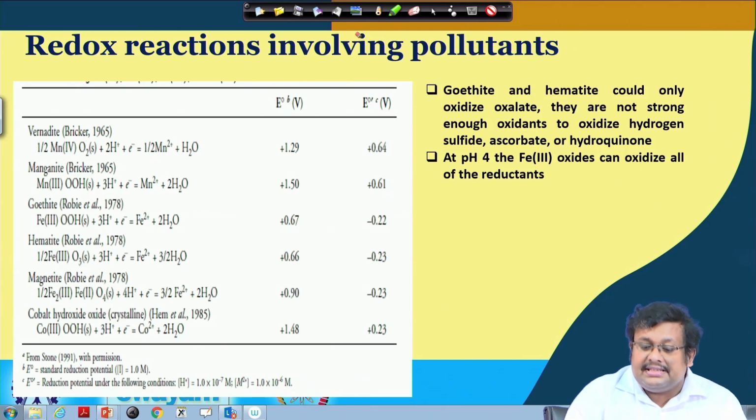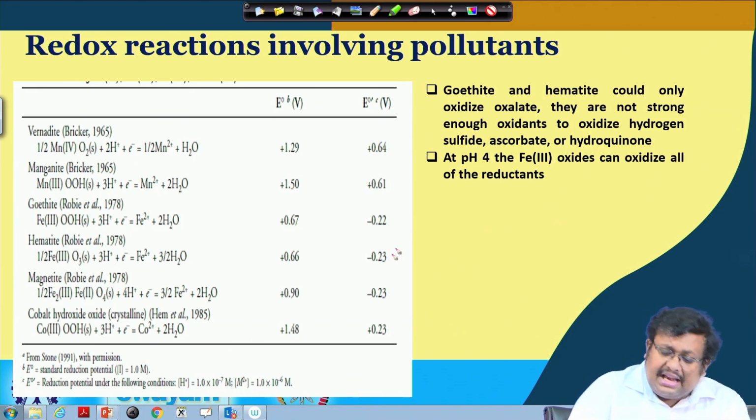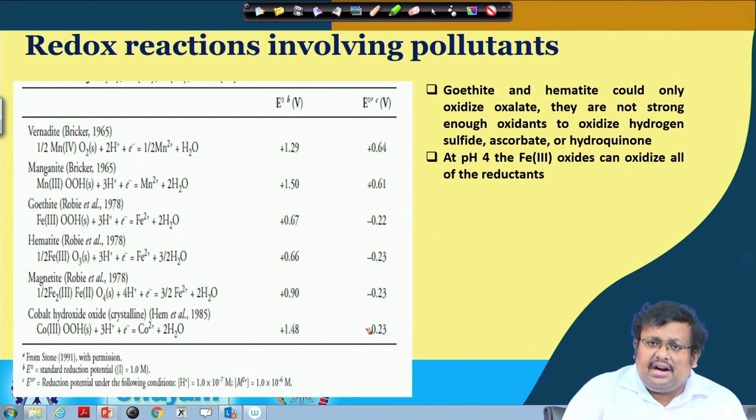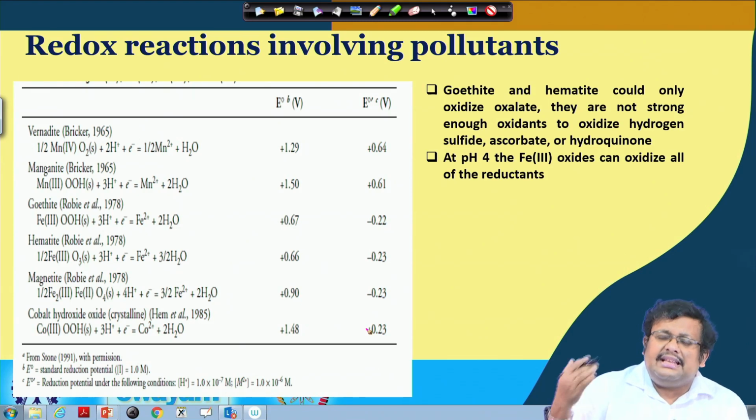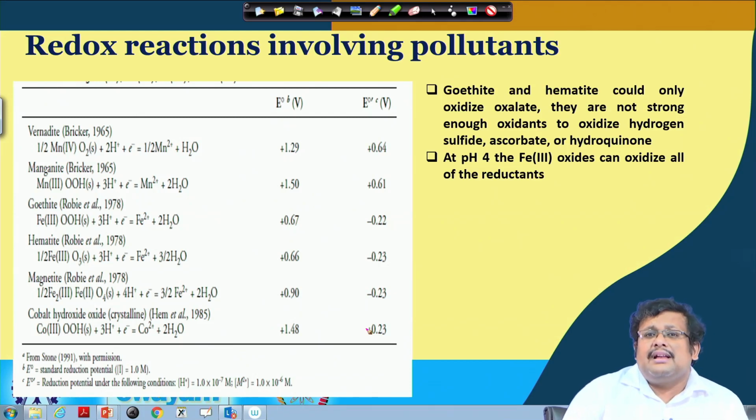Another piece of information we can see is that goethite and hematite could only oxidize oxalate. They are not strong enough oxidants to oxidize hydrogen sulfide, ascorbate or hydroquinone. Since you can see they already have a negative redox potential, their tendency to get reduced is very low. So, obviously, they can oxidize only oxalate.